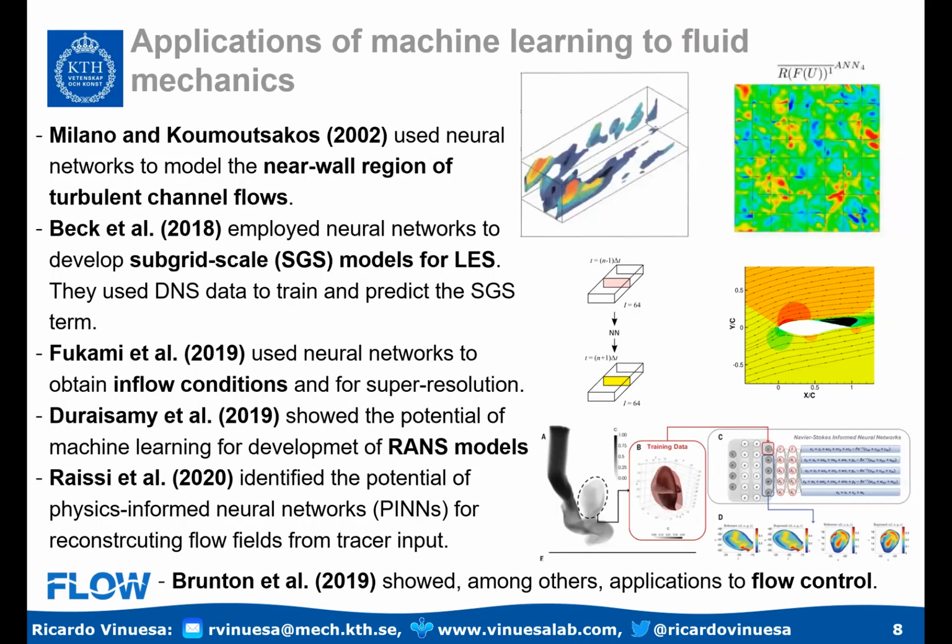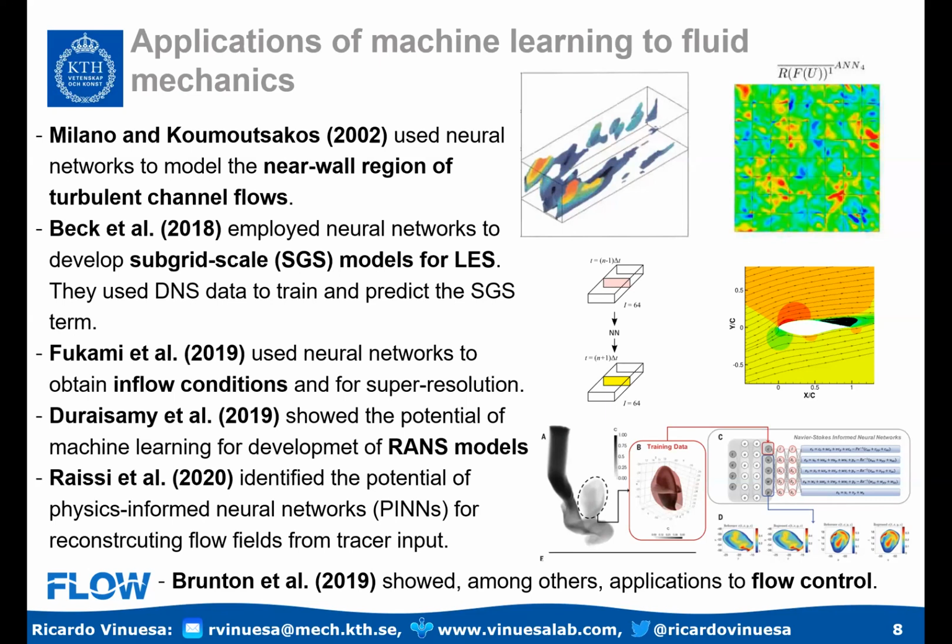So essentially, if we try to look at applications of machine learning to fluid mechanics, historically, there have been a number of interesting articles, starting 20 years ago with the work by Milano and Koumoutsakos, where they used neural networks to model the near-wall region of a turbulent channel. More recently, there has been quite some work on SGS modeling for LES, inflow conditions, boundary conditions, flow control, transition modeling, and also physics-informed neural networks, which I talked about last week, where there is quite some potential as well for experimental and numerical approaches.